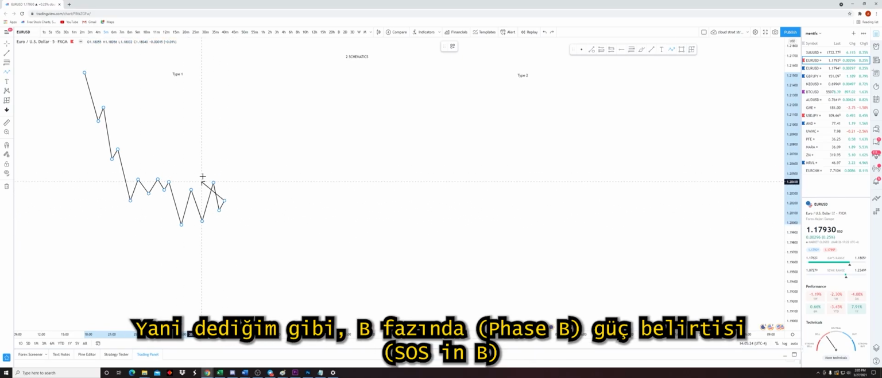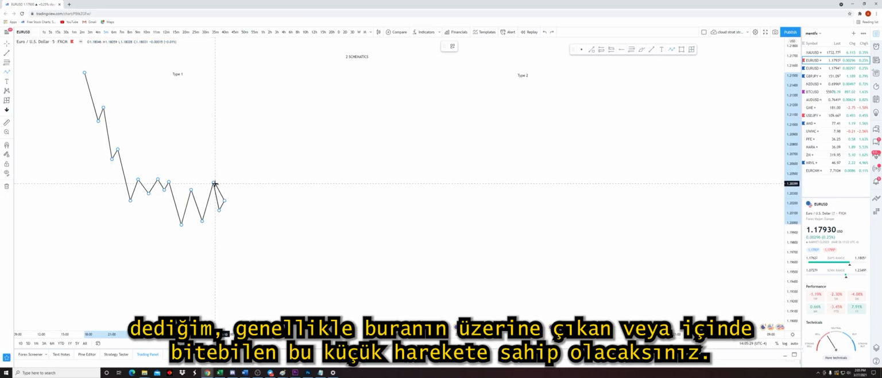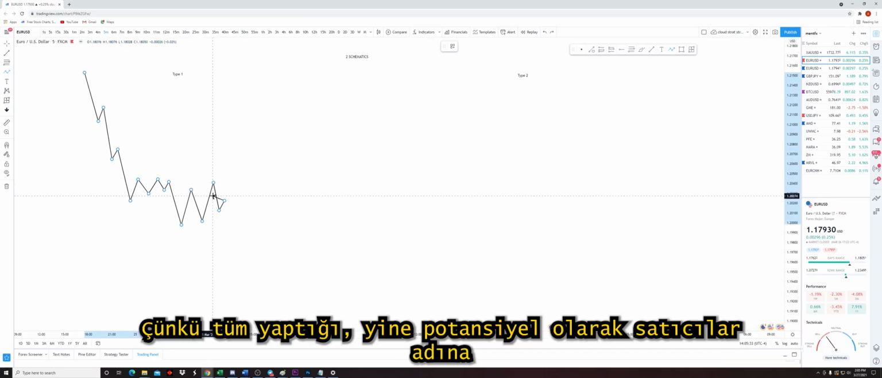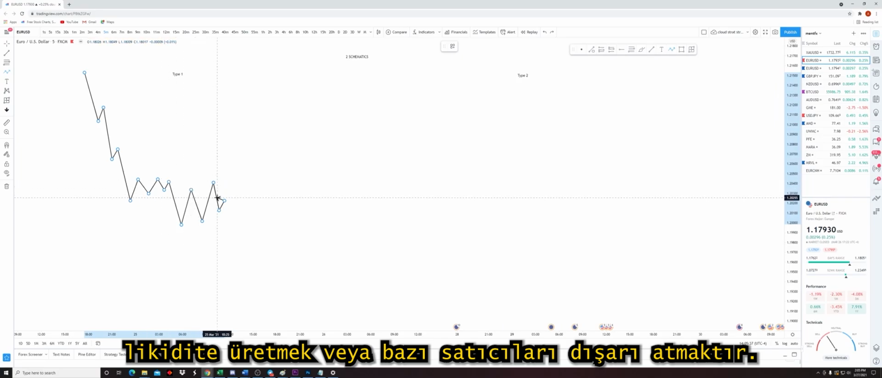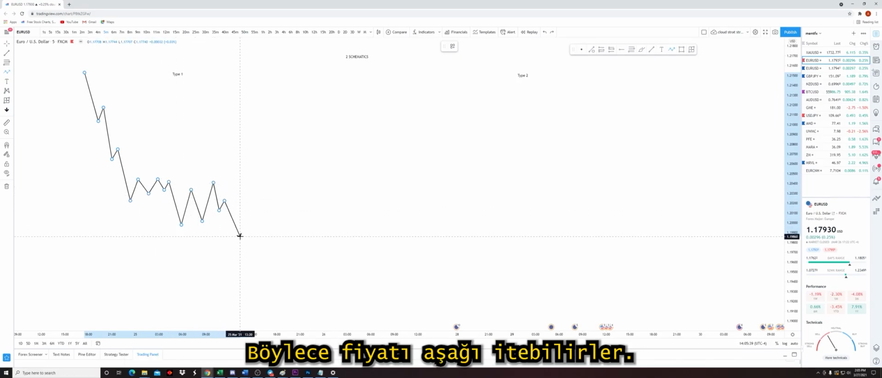and you will see price undergo this in one way or another. So, like I said, you will have this little up move, which I call the sign of strength in phase B, which gets usually above here or can end inside it, right? Because all it's doing is, again, potentially engineering liquidity either on behalf of sellers or taking out some sellers so then they can push price lower.